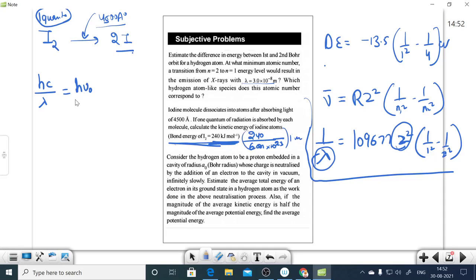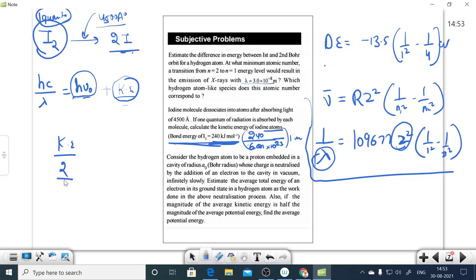Okay, so this is the value which we have to put here. Then we need to find out the kinetic energy. You put this value of the photon at this point, and you will get the kinetic energy of one molecule. After getting this energy, divide by 2, because we have to find it for the iodine atoms. So this is how you can solve this.